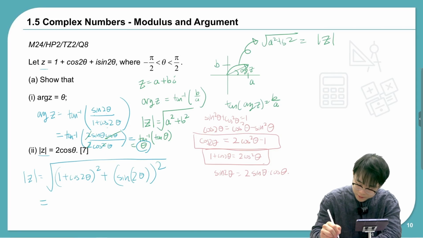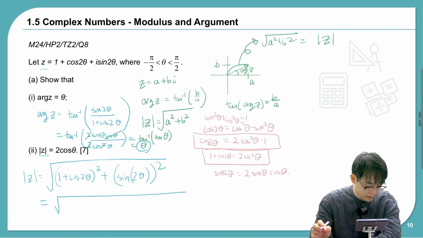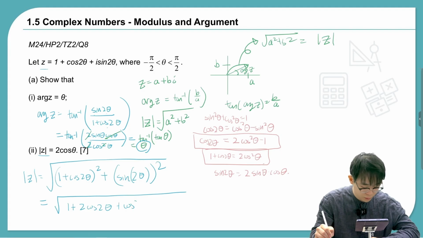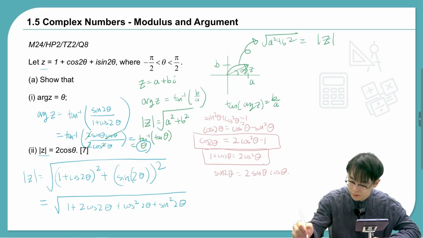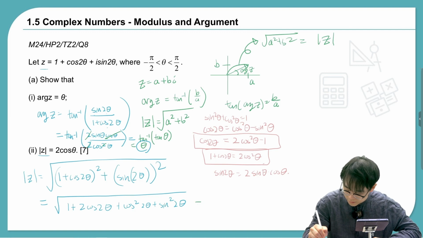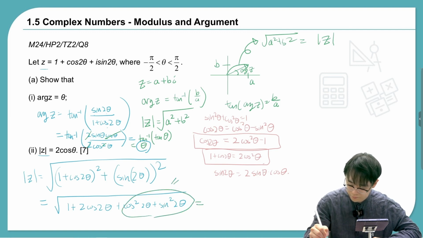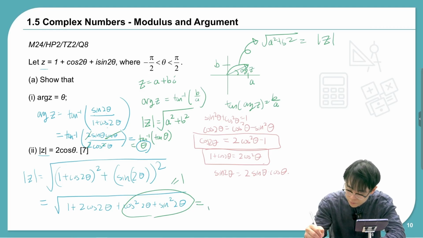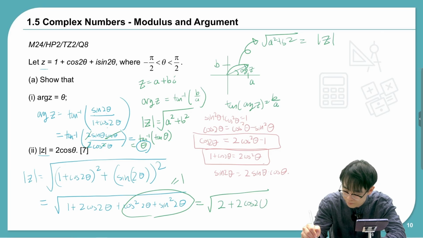Next, for the modulus, let's try expanding the squares. That would give us 1 plus 2 times cosine 2 theta plus cosine squared 2 theta plus sine squared 2 theta. So what we notice here is this can be written as a 1, right? Because sine squared plus cosine squared is just going to be a 1. So we would get the square root of 2 plus 2 cosine 2 theta.